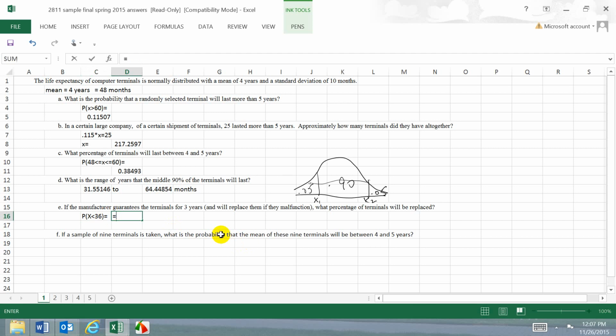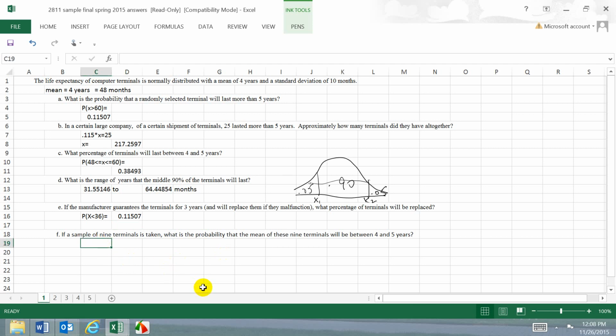So that's very simple. Let's just use norm dist of 36, 48, 10, true. And that's the answer because we're talking about less than, so to the left side. Norm dist gives you the amount that's less than, so we don't have to subtract it from 1 or do any other arithmetic on that.